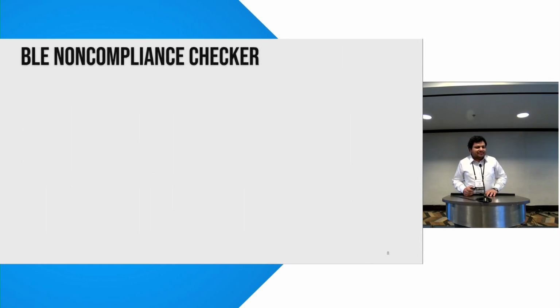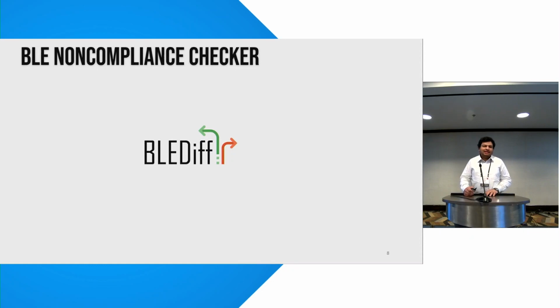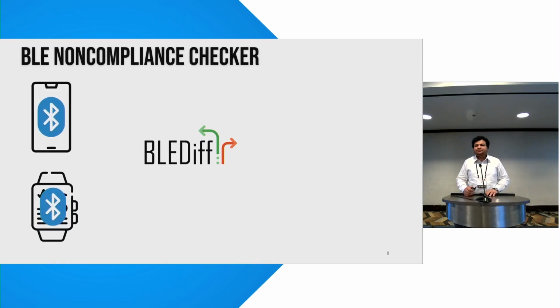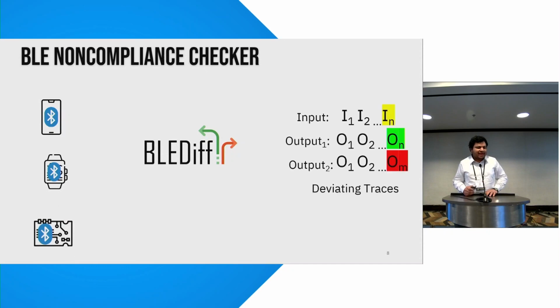So to resolve all these challenges, we designed BLEDiff. The critical idea for BLEDiff is that if 2 devices behave differently from each other, that means at least one of them is non-compliant from the specifications. Based on this idea, we utilize a lot of different devices, and based on differential testing and scalable active automata learning, we find deviating traces. These traces are basically where for the same input, 2 devices behave differently. Through this, we avoid the requirement of formal specification and also the requirement of formal implementation.